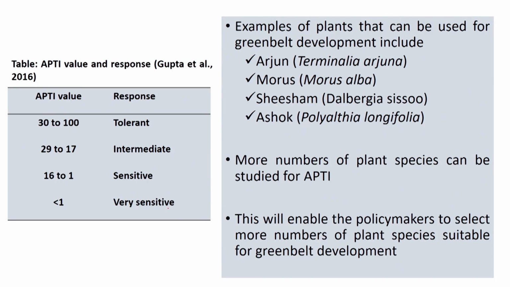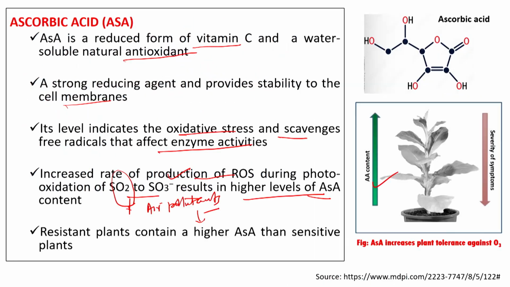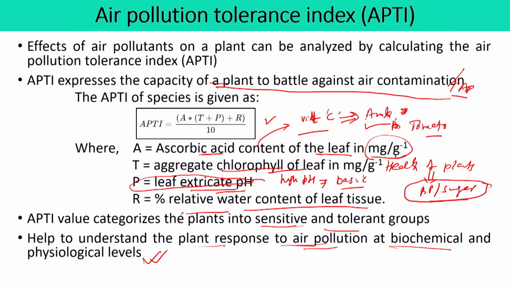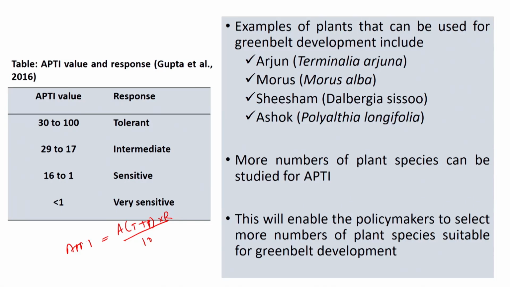Generally, when we calculate APTI, we use the equation APTI = [A(T + P) + R] / 10. Yes, this was the equation. So in all the cases, you can see that if you have high ascorbic acid content, APTI will be higher. If you have higher total chlorophyll, APTI will be higher. If pH is higher, APTI will be higher.